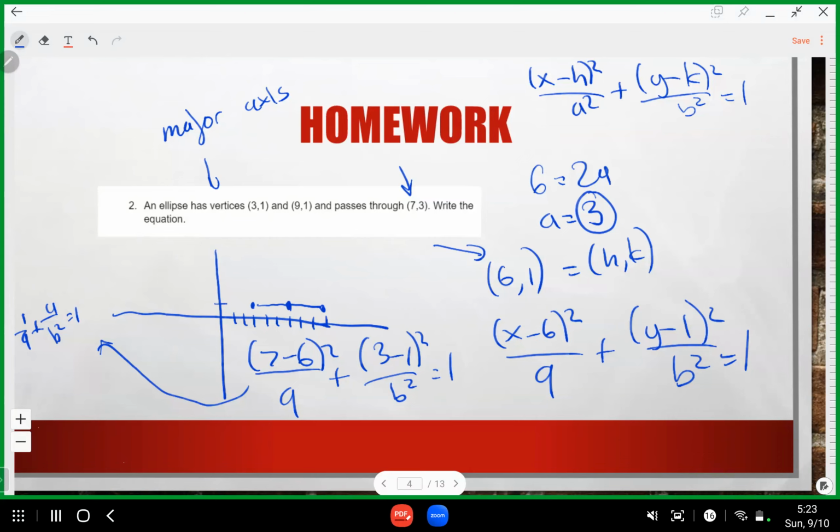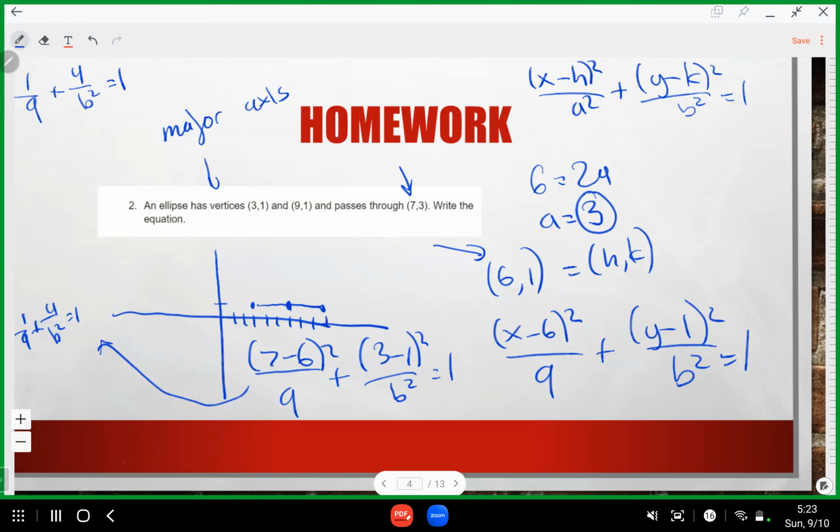So what we need to do is combine the fractions, right? The square root of like 2 over 3? Well, we take this, right? 1/9 plus 4 over b squared is equal to 1. Let's say we can combine these fractions, right? Or we could do something else.